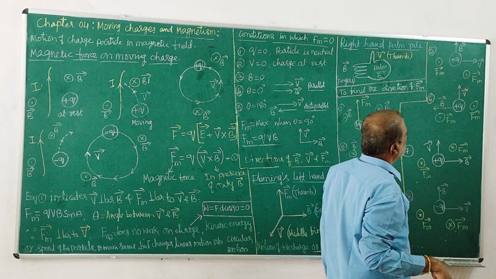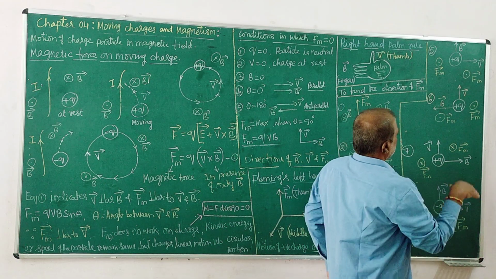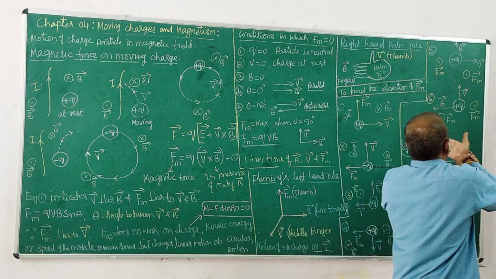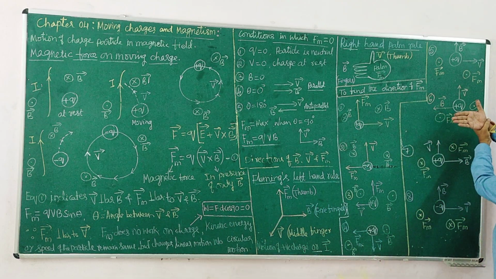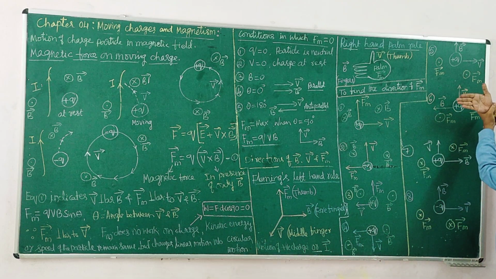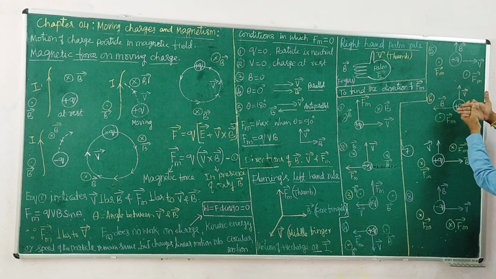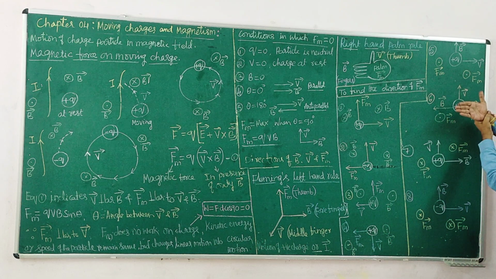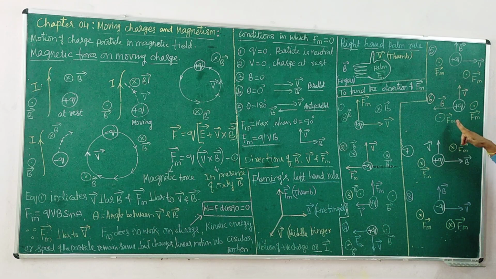What about this? Here it is the same. I am rotating my hand like this, showing the direction of the field, the direction of the velocity, and what would be the direction of the force, facing towards this. Outward force, again outward force.